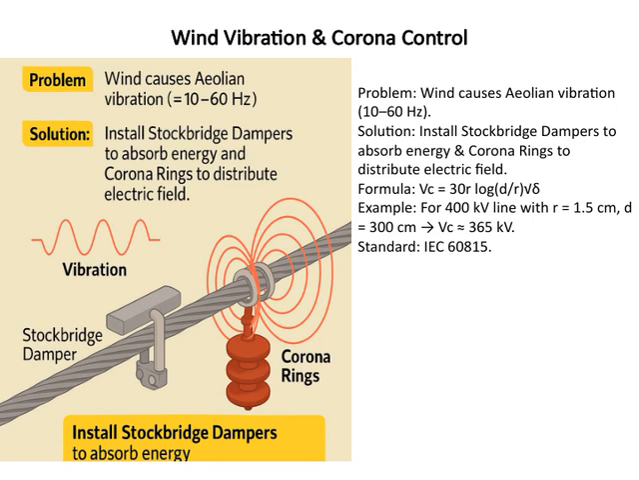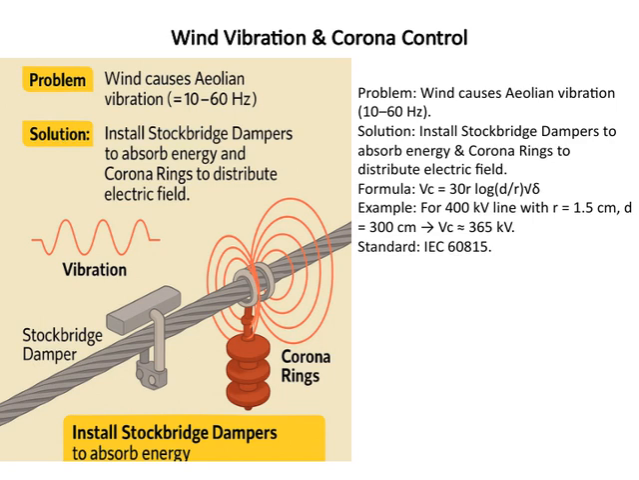Now, there's a handy formula that helps us estimate the critical voltage at which corona begins to form. Vc equals 30 times the radius r, times the logarithm of the ratio d over r, multiplied by the square root of the conductor's tension delta. Mathematically, it's written as Vc = 30 r log(d/r) √δ.